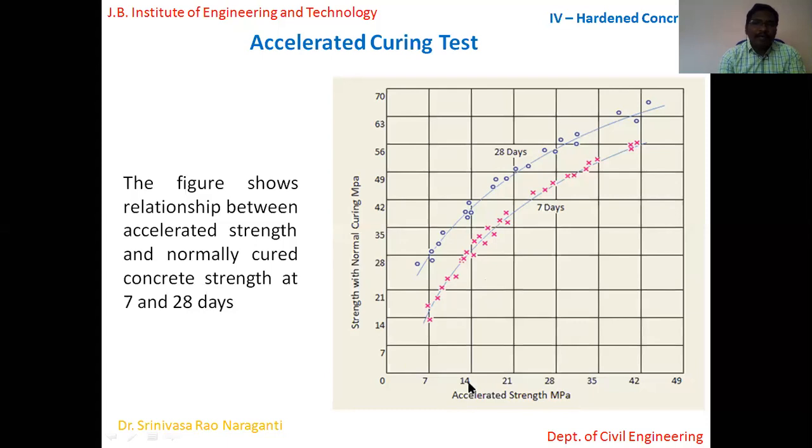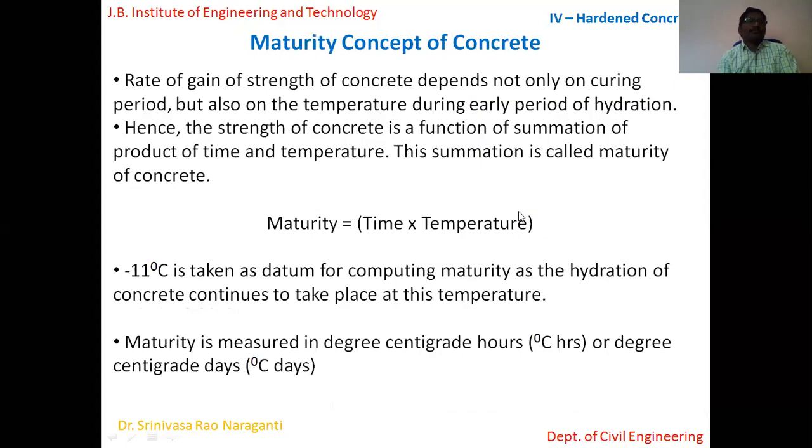And otherwise, if you know the 7 days strength, based on the equations we discussed in the previous class, we can use those equations to predict strength at 28 days. You can do that either way. Okay, so that's about your accelerated curing test. Now let's move on to another important concept in concrete technology. This is called the maturity concept of concrete.